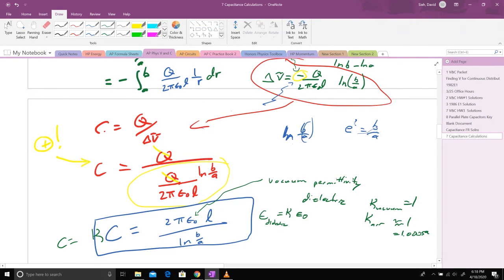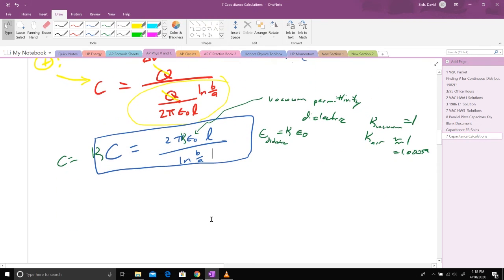If I put the kappa there and the kappa there, right? And that's how that would work. This is like my old capacitance without the dielectric.